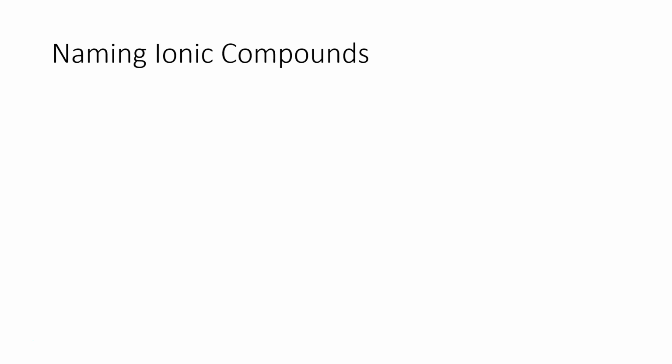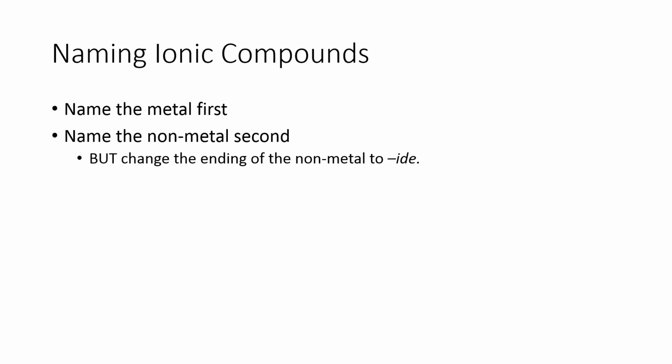Naming ionic compounds is probably the simpler part. Name the metal first. Then use another word to name the non-metal second. But it's important that you change the ending of the non-metal's name so that it will end in IDE.